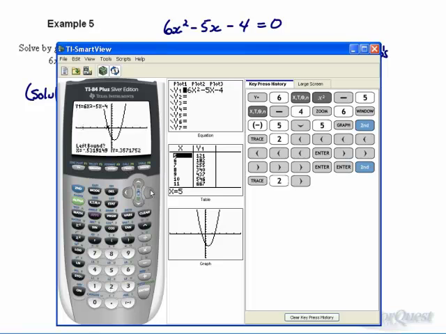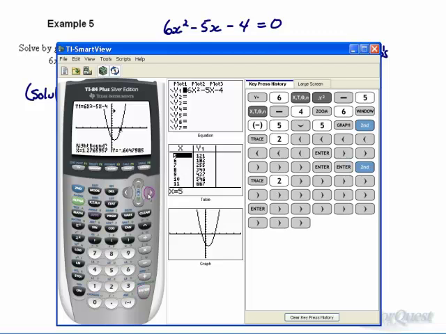Now you do this again on the other side of the graph, second function trace, option 2 for 0. And now again, you want to be on the left side of your 0. I am on the left side of it. Hit enter. Use your right arrow key to pass the 0. Then hit enter again. At guess, hit enter one more time.